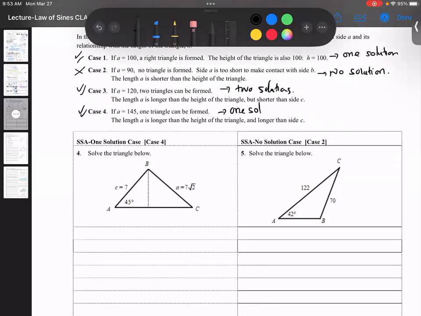Let's take a look at number 4. Solve the triangle below using case 4. That means you have one solution, not too bad. I'm given angle A is 45 degrees. I don't know B and C. Do not assume that B is 90 degrees. If they don't say anything, do not assume. B and C are unknown. But I know little a is 7√2, and little c is 7.